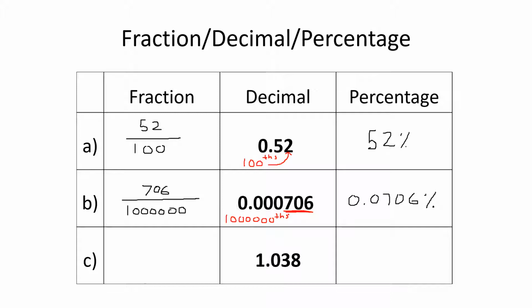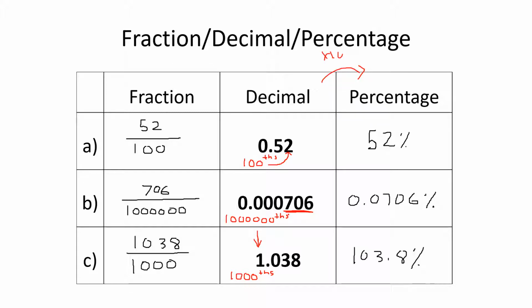You guys get scared now. We got a number larger than 1. But do the same exact thing. The 8 is in which decimal place? Thousandths. So your denominator will be 1,000. Right? Just put all those digits on top, and you can double check your work. Of course, multiply by 100 to go to percentage.